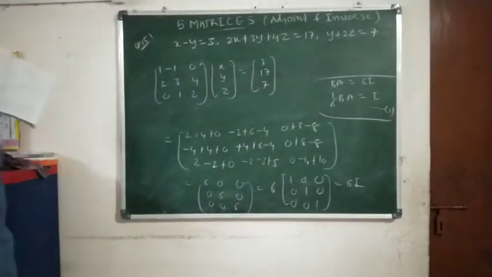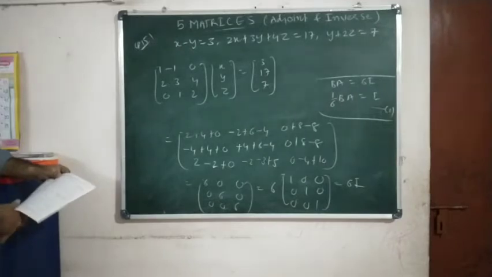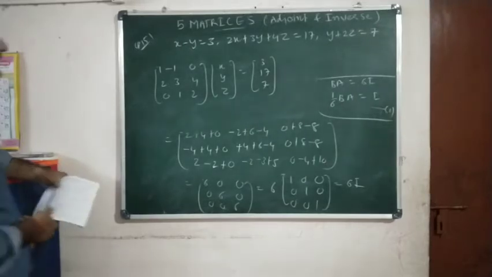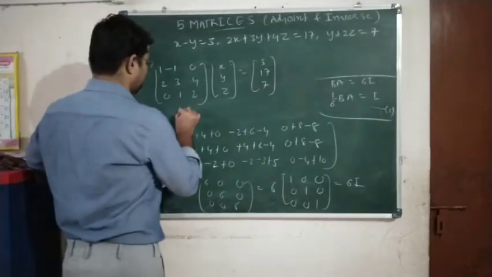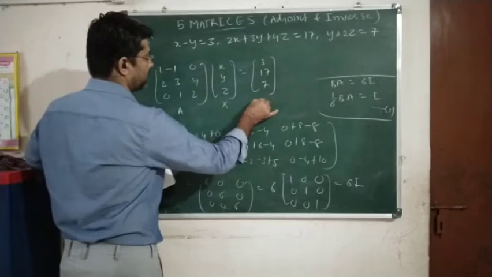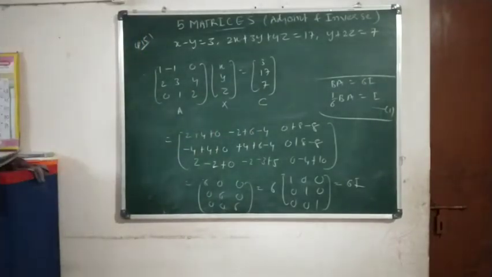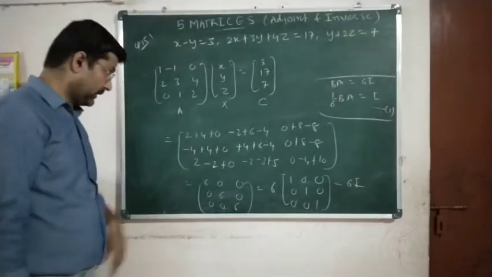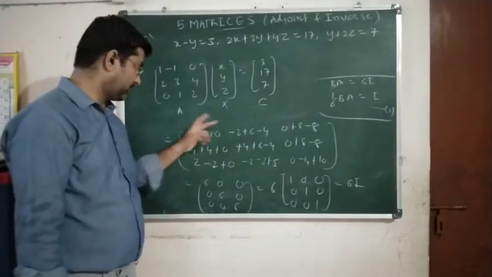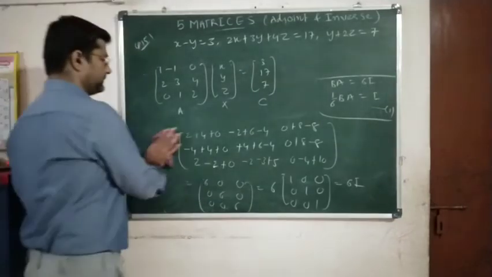Okay, let us look at this matrix. This is equivalent to matrix A, yes or no? This is matrix A only. So let us name this matrix to be X and this matrix to be C, because B is another matrix which is given. Now in order to find the value of X, we have to calculate A inverse into C, yes or no?